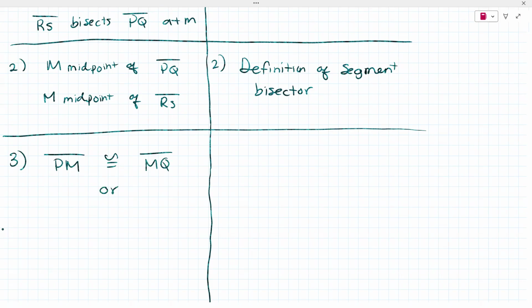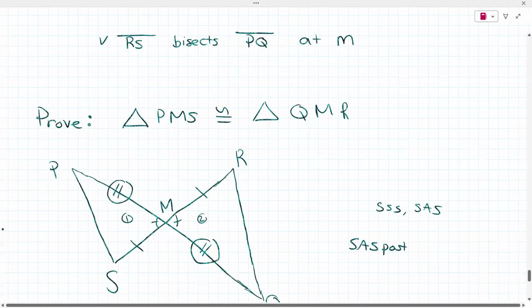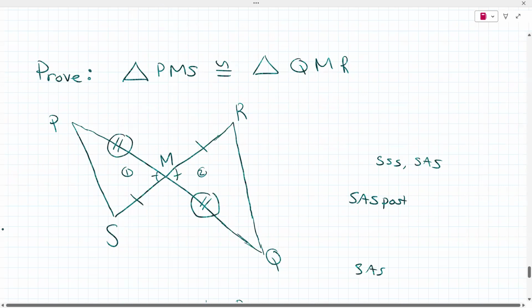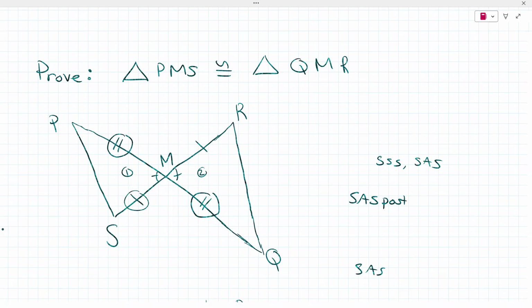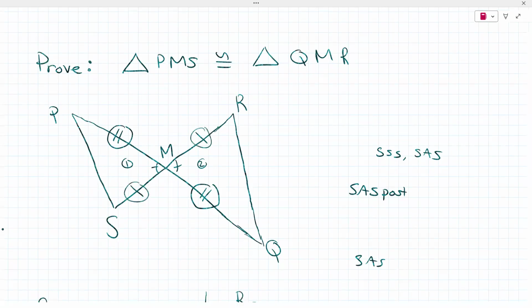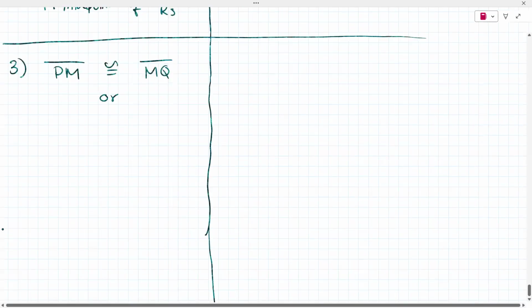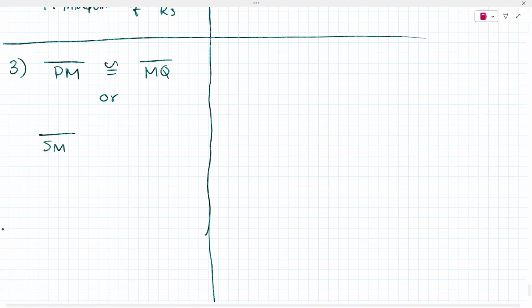You could have also said line segment SM is congruent to line segment MR. See how they have one tick mark? That means they are the same congruence. The reason they're congruent is because of the definition of midpoint.